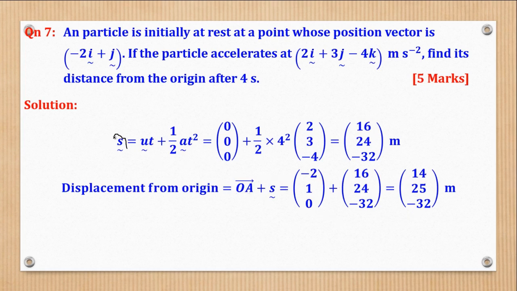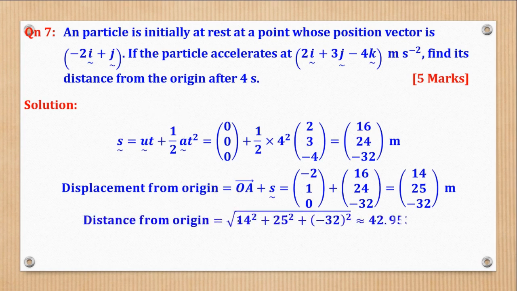So this S is called the displacement from the starting position, and this one is what we call the displacement from the origin. But for distance, you have to get the magnitude, and that will give you 42.9535 meters. We are putting units because units were shown here. That is why you are adding them.